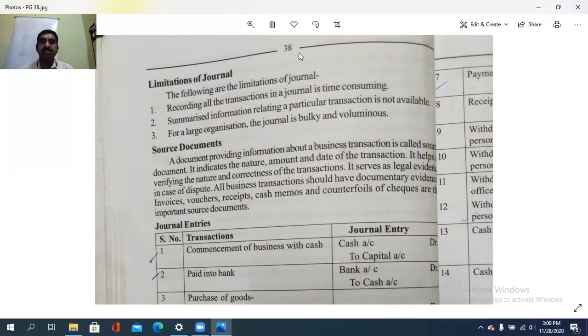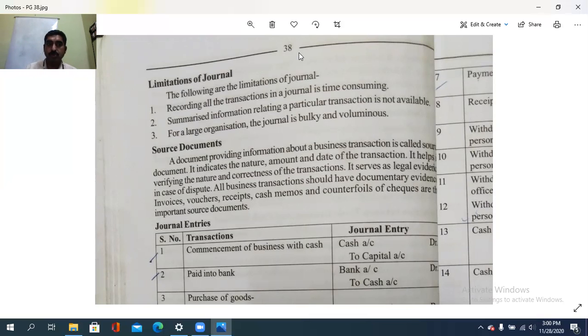All the business transactions should have documentary evidence. Invoices, vouchers, receipts, cash memos, and the counterfoils of the checks are the important source documents. So we are going to the end of the theory portion with regard to the journal, and next day we will start with the problem part.